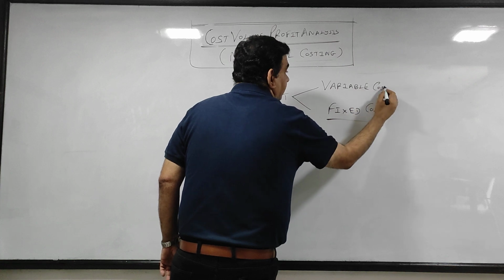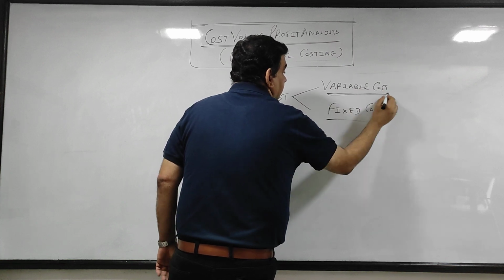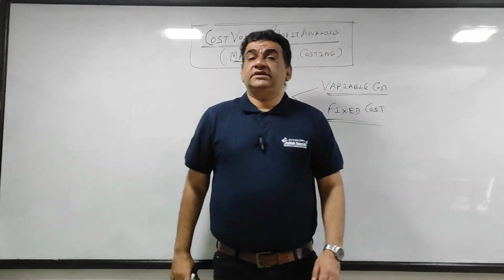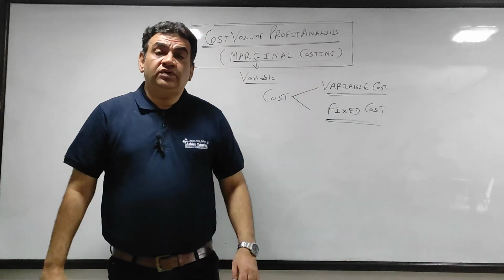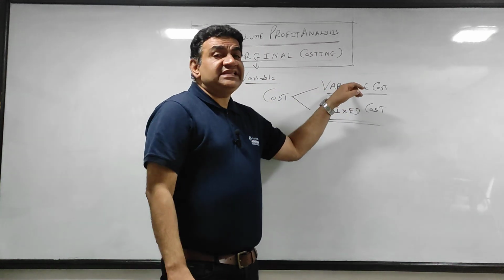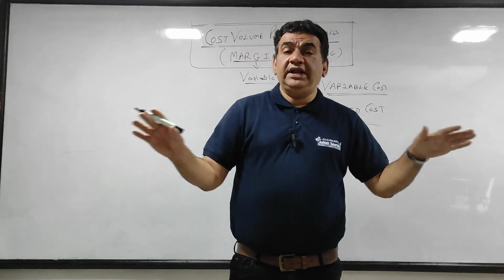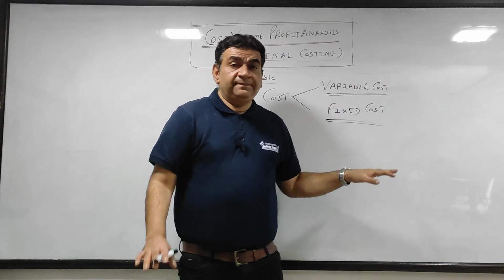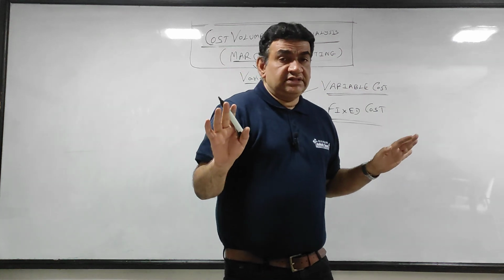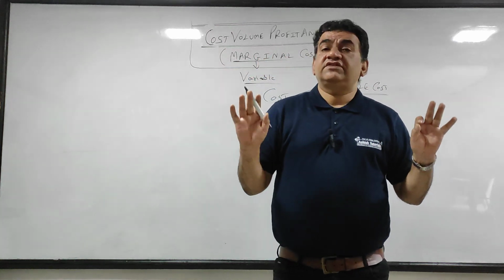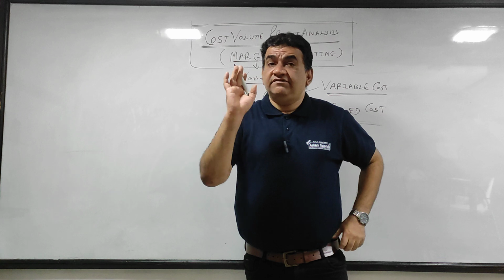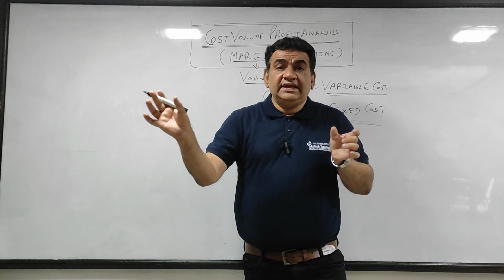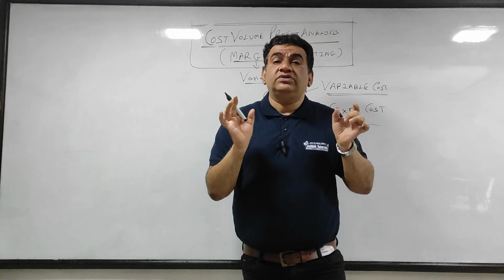Cost will be in two parts. One is variable cost and the other is fixed. Now what I told you, variable cost is that cost which changes according to the level of output. Fixed cost will be that cost which remains fixed in totality. It doesn't change according to the level of output.